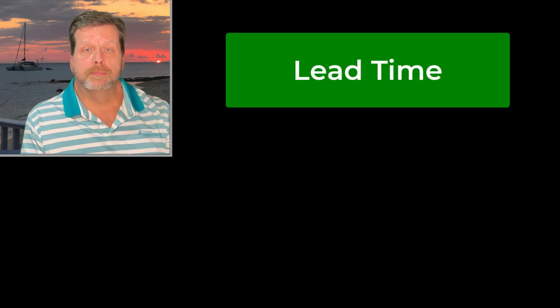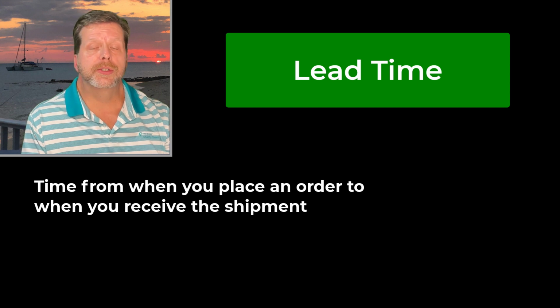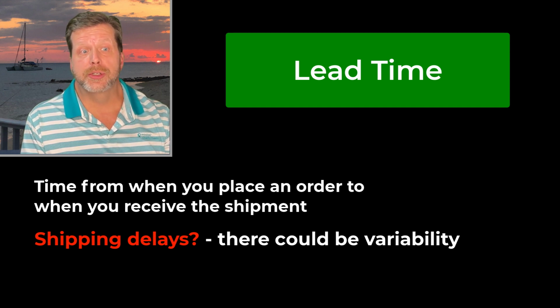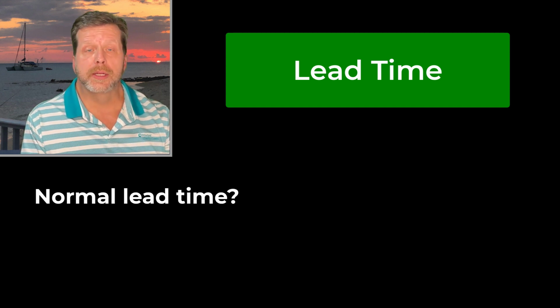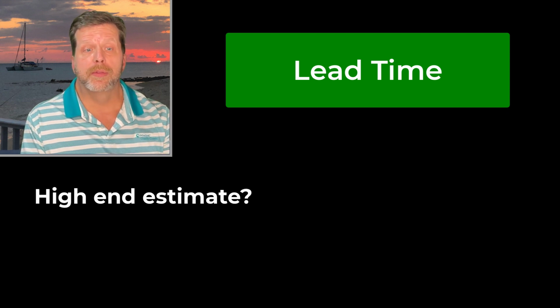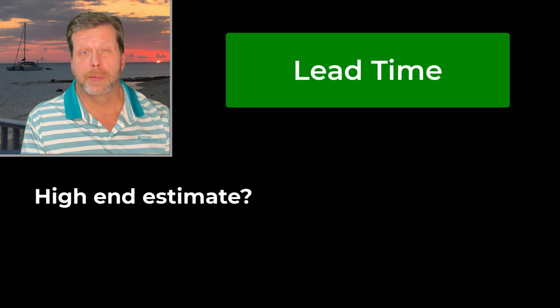What's the lead time? How long from the time you place your order till the time you receive your product? There can be unexpected variability in this as well. From the time you order the product, it might take several days or perhaps a week to receive the product. Then that product needs to last you until you receive the next shipment. A normal lead time is generally the stated delivery time from your vendor. A high-end estimate would be if they're running behind schedule. You need to plan that.